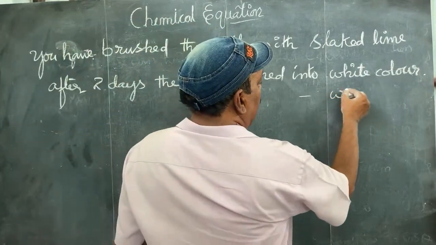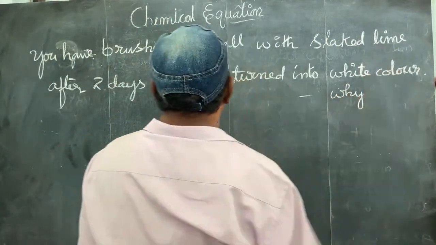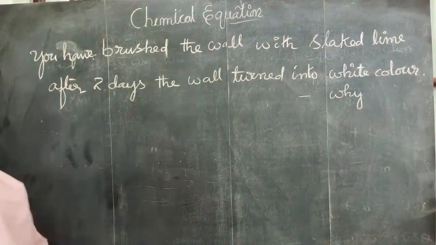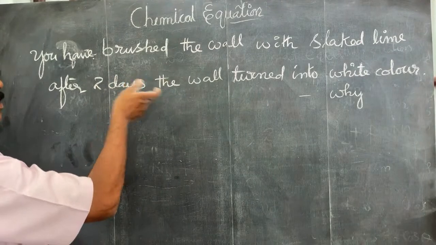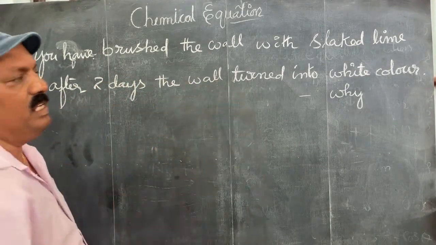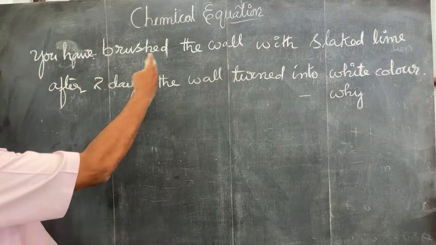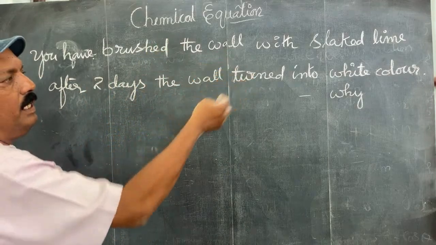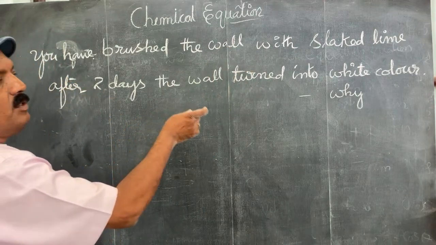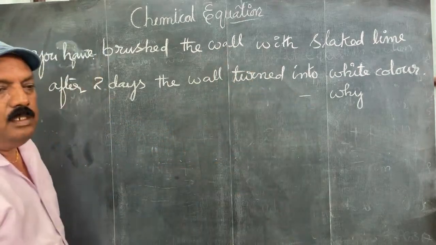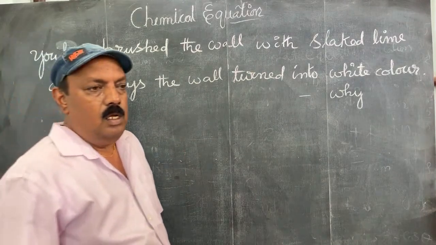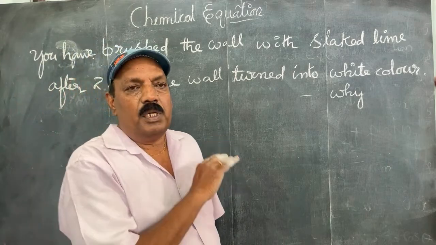Why? This is the question we have to think about here. See here, once again I am reading this question. You have brushed the wall. That means some function is going on in your house. You want to whitewash the walls and total building with the slaked lime. After 2 days, the wall turns white in color. That means today we are whitewashing the walls of our total building.